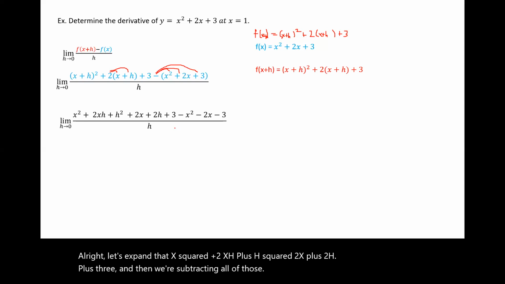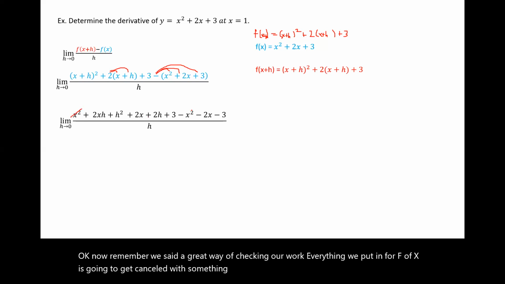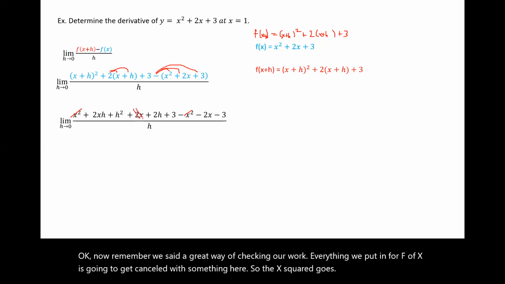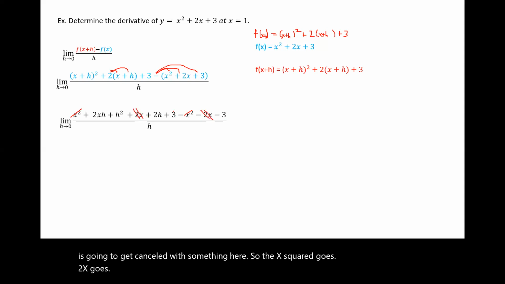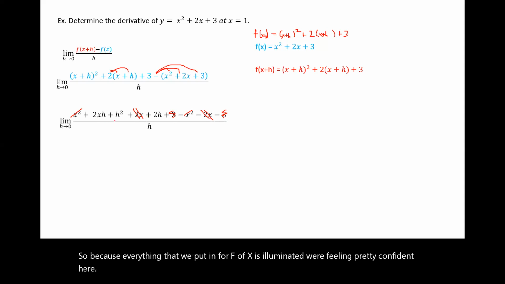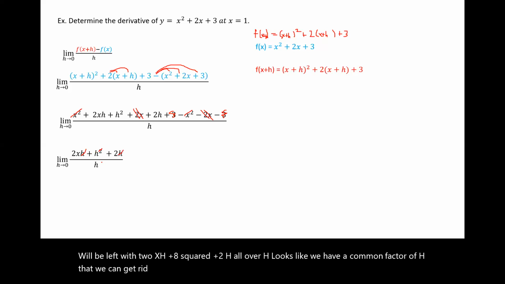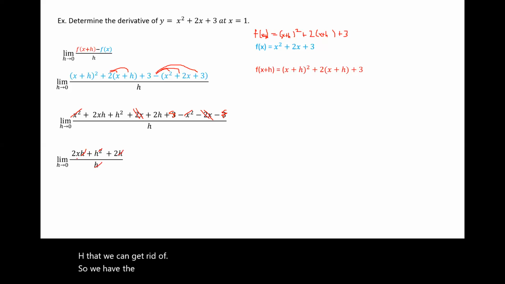Okay, now remember we said a great way of checking our work. Everything we put in for f of x is going to get canceled with something here. So the x squared goes, the 2x goes, and the 3. So because everything that we put in for f of x is eliminated, we're feeling pretty confident here. We'll be left with 2xh plus h squared plus 2h all over h. Looks like we have a common factor of h that we can get rid of. So we have the limit as h approaches 0, 2x plus h plus 2. And as h goes to 0, we get 2x plus 2.